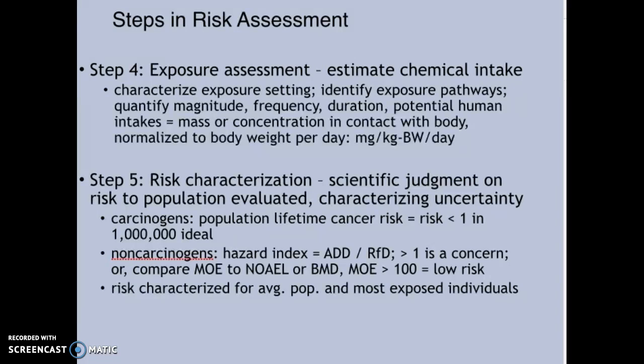For non-carcinogens, you look at a ratio. There's a ratio of the exposure dose to the dose at which there's no health effects observed. This goes back to your dose response information. And if that ratio is greater than 1, then it indicates that there could be a concern. And the risk is usually characterized sometimes for the average population, but it's more likely to be characterized for the 95th percentile. So if you're looking at exposure through drinking water, you want to characterize the risk for the people who drink the most water to make sure that you're protecting the entire population.